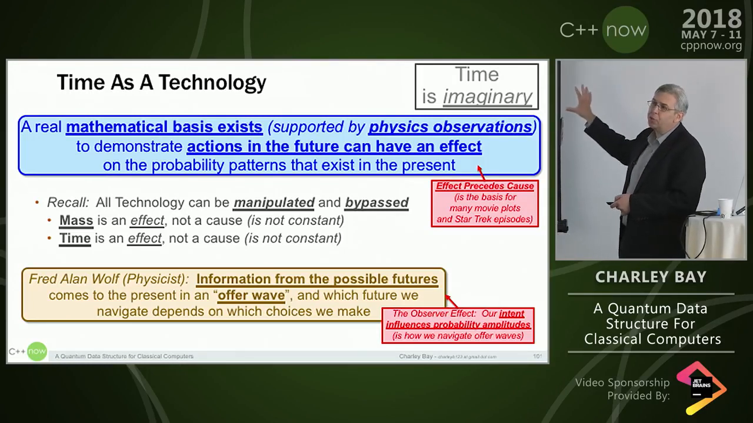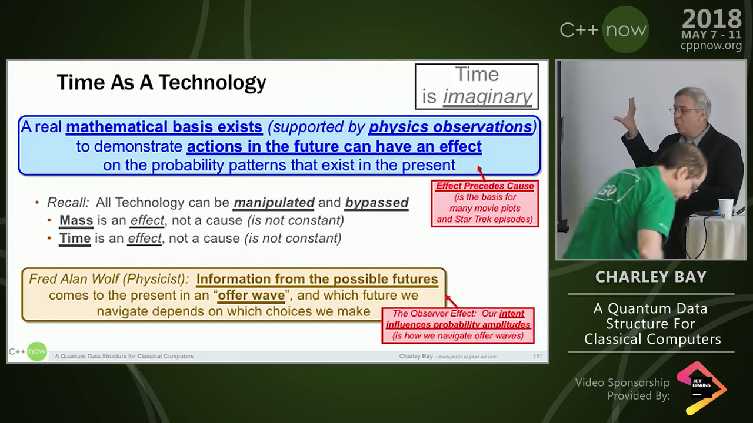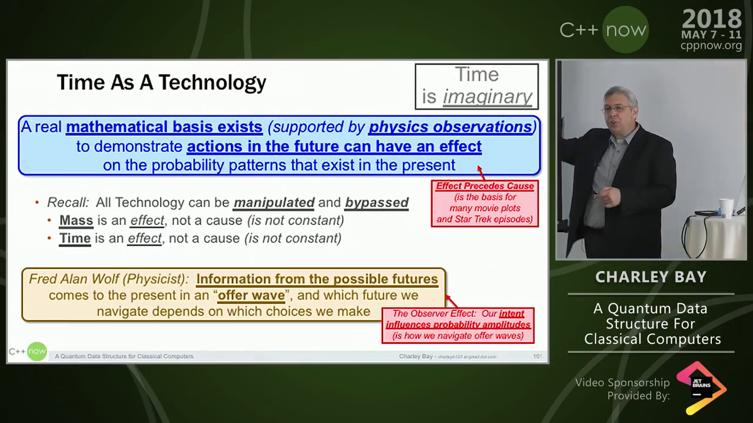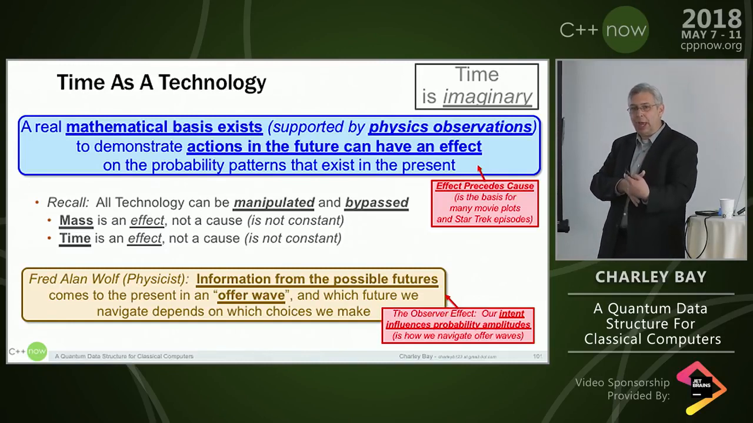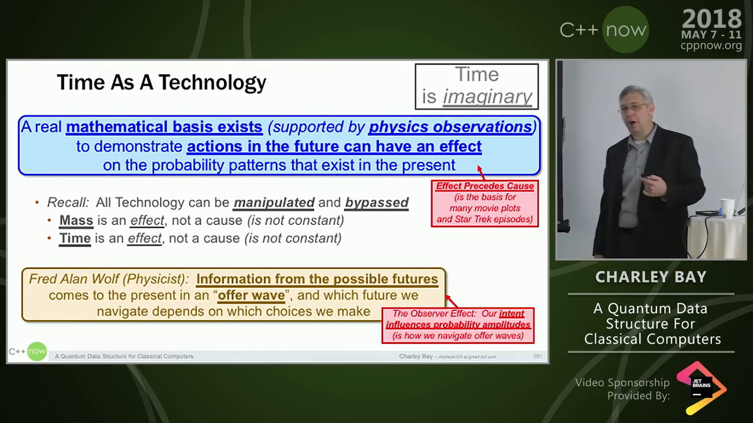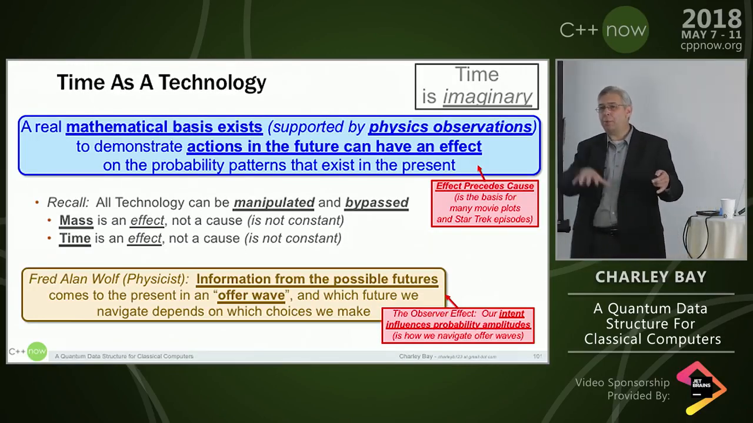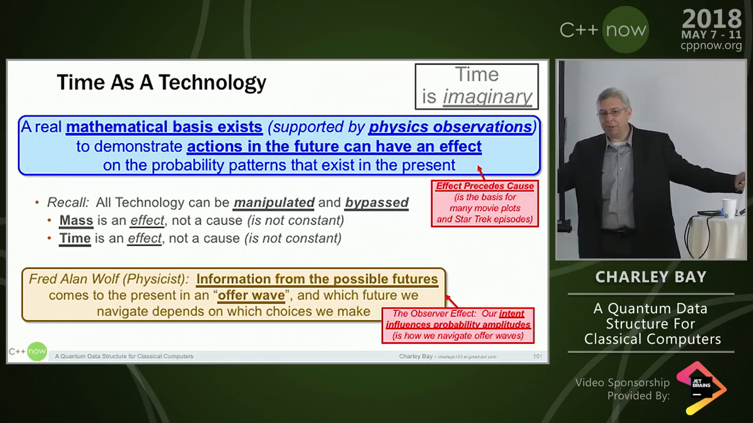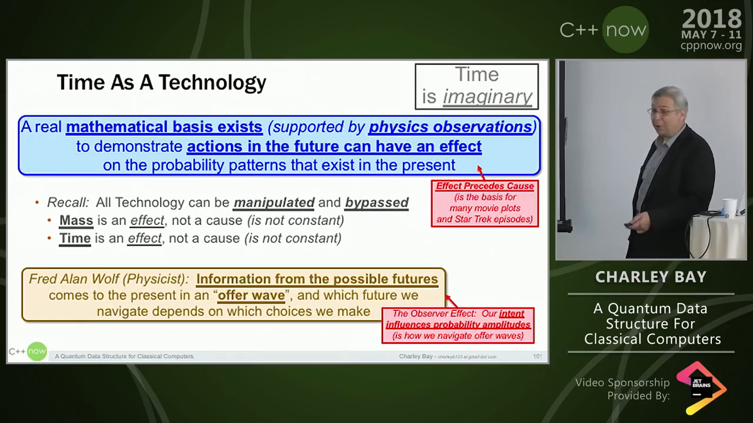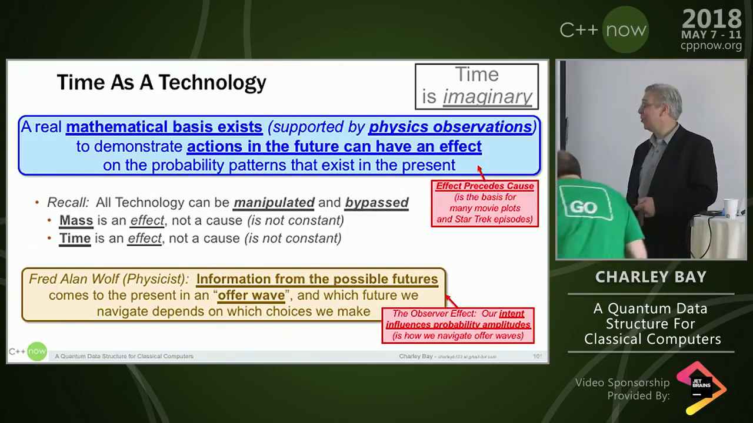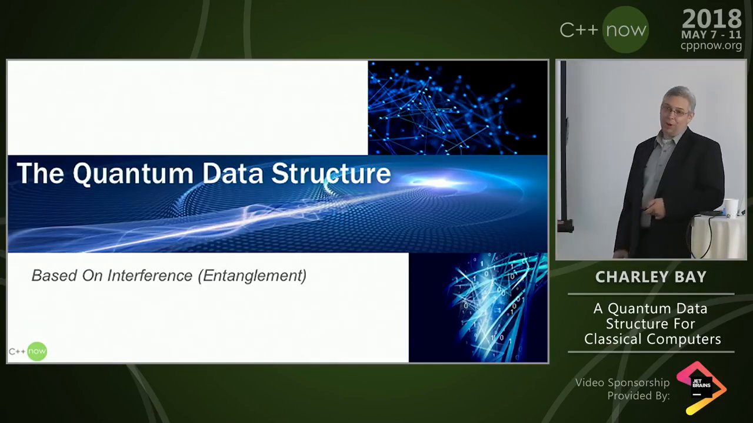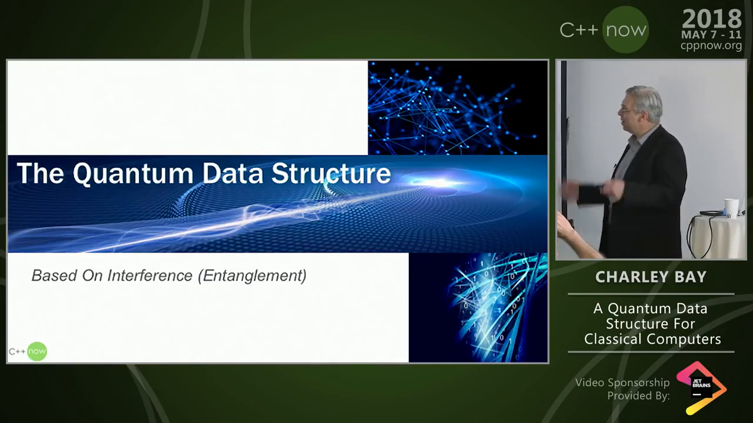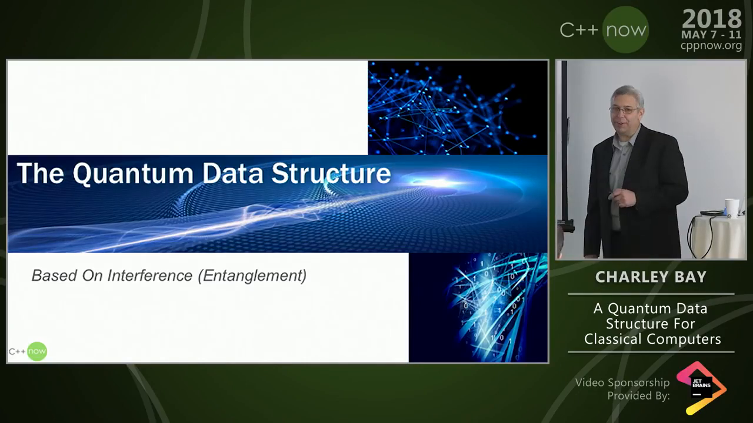So there's a lot of confusion in this world. There's not agreement. I have to say that, of course. But the future sends an offer wave, and you select through the observer effect your navigation of the offer wave. So the future is collaborating with the present to build a future. Well, the present is collaborating with the past to build a future. You want to believe that's not true? Just watch Doctor Who. It works just like that. And it's funny, except that's not a joke. The quantum data structure. Okay, so we played around with time. That's kind of fun, but it's based on this interference thing.